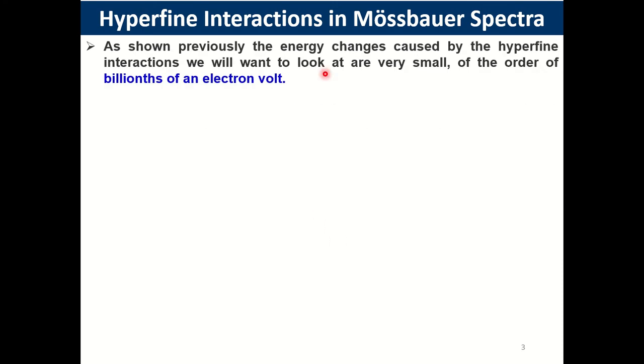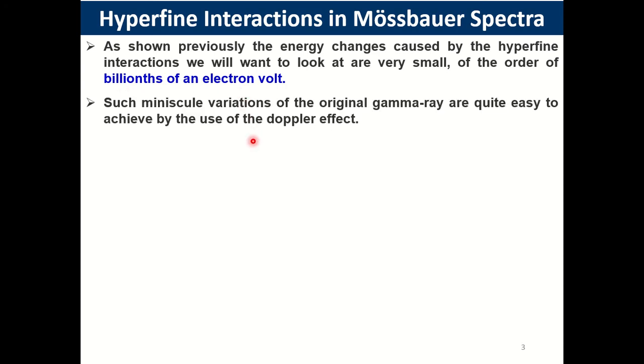So these changes are due to the hyperfine interactions, when the nucleus interacts with the surroundings. In the surroundings there are electrons, as well as at the nucleus also there are electrons. So these will lead to a change. This will affect the nuclear energy levels, and the order of change would be on the order of billionths of an electron volt. This is a very small change, considering that gamma ray energies are on the order of 10 to the power 4 electron volts.